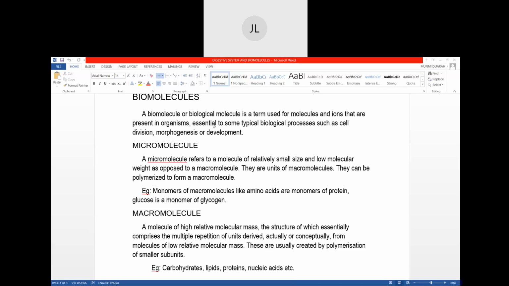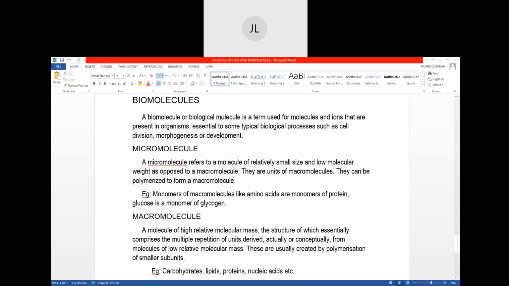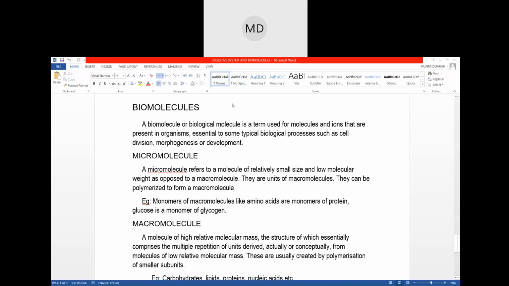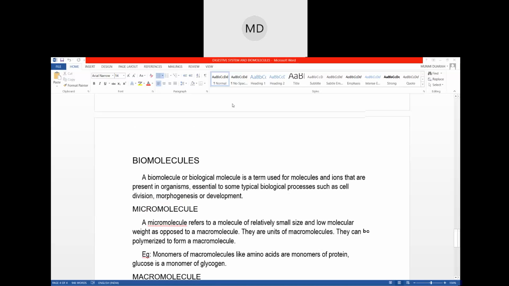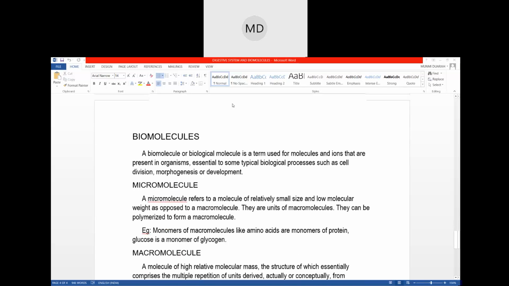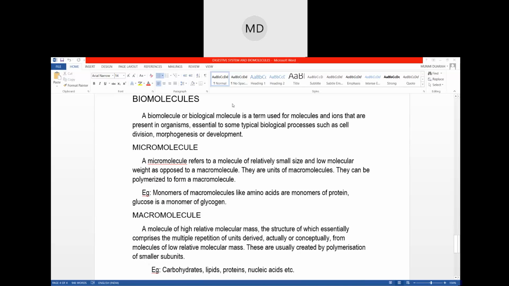Ma'am, biomolecules is a different chapter from digestion? No, in your syllabus, digestive system and biomolecules is one chapter. Digestive system is this much, and for biomolecules only this much is enough because it is not a separate chapter. If it was a separate chapter, then we would have to discuss proteins and lipids separately. But now it is not a separate chapter; it is combined in your syllabus. Just go through your syllabus. In the first chapter, yes, it is digestive system and biomolecules. Not a separate chapter, the same one.